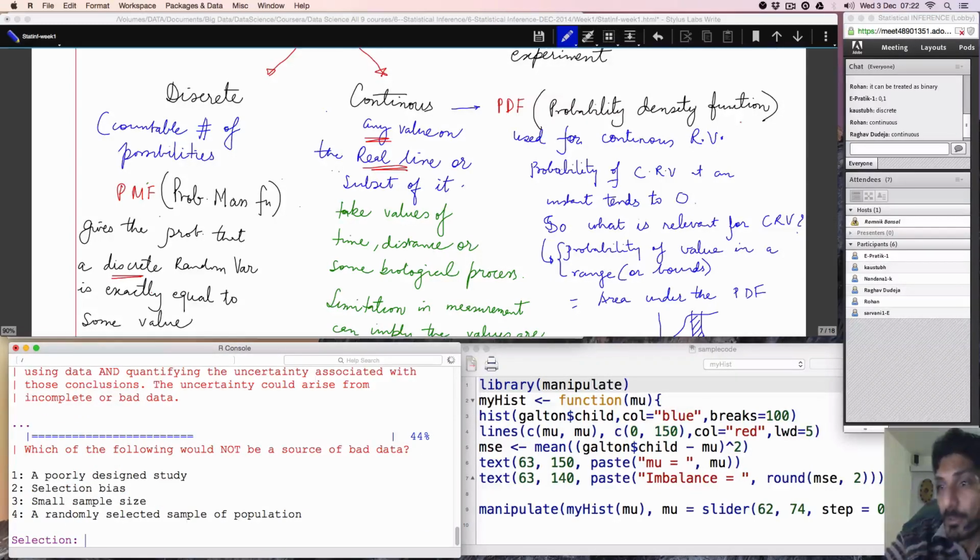So now let me move ahead with the second part. Which of the following could not be a source of bad data? All right, so second part of the swirl assignment. It's good that I've taught you some concepts ahead. I'm coming back to the previous concepts. Okay, so it says which of these is not a source of bad data? Poorly designed study, selection bias, small sample size, randomly selected sample of population.